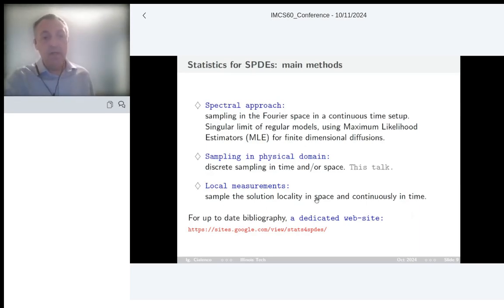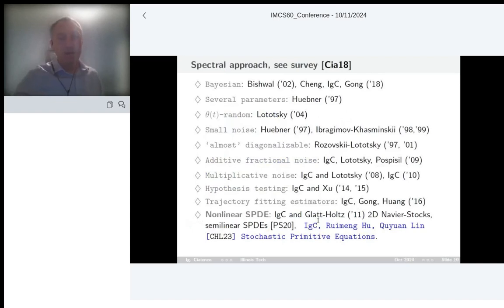There is another method that we've also been working on, local measurements, initiated by my friends from Humboldt University, but that's a different topic. I actually also run a website called Stats for SPDE, that collects all the bibliography on this topic. In the recent 5-6 years, there are now several schools working on this topic. So to give you a flavor of how things have been developing, this is the literature and also more or less the history of this topic, of the spectral approach.